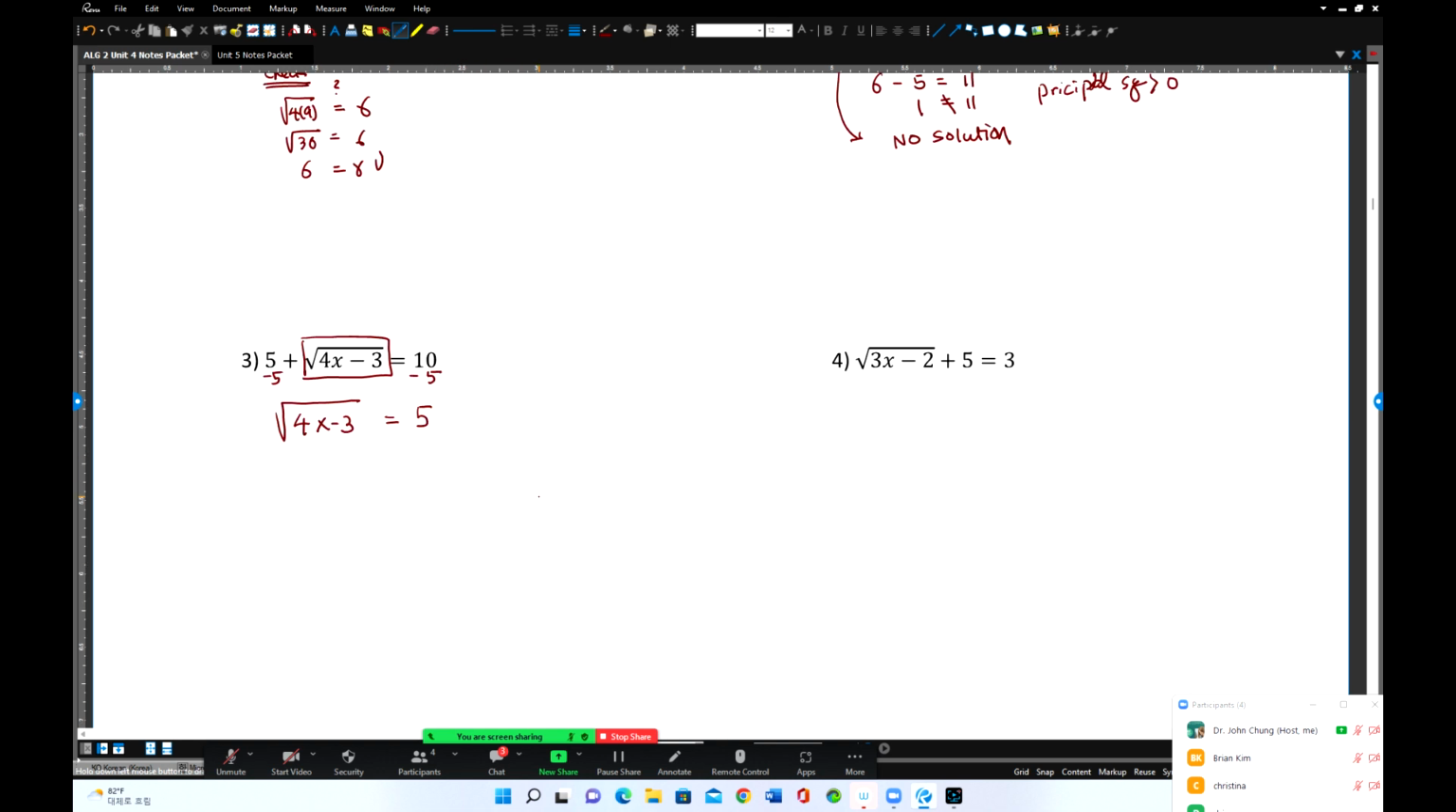Alright, the next step is square it. Okay, you need to square both sides. When you square the left hand side, that's going to be 4x minus 3. Right hand side, 5 squared is 25. Okay, now solve. So 4x minus 3 equals 25, 4x equals 28, and divided by 4, x equals 7. But we can check it.